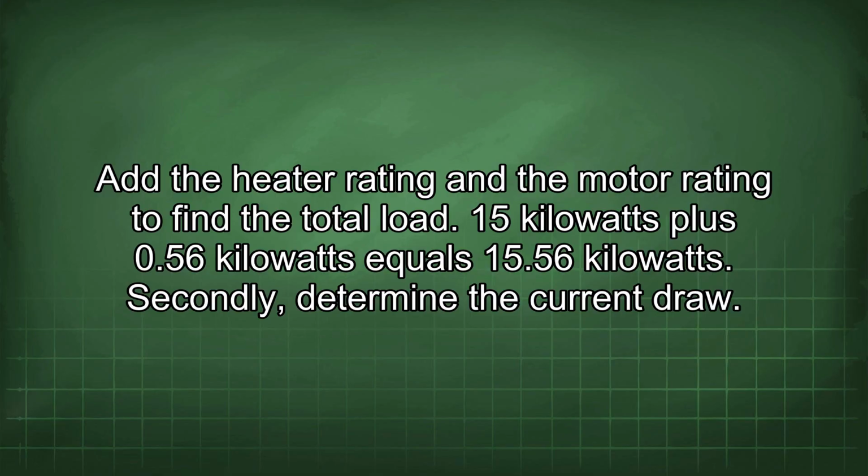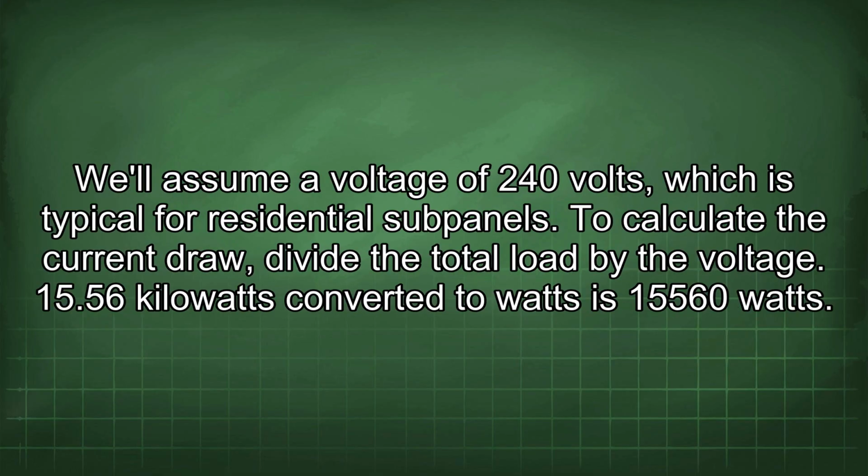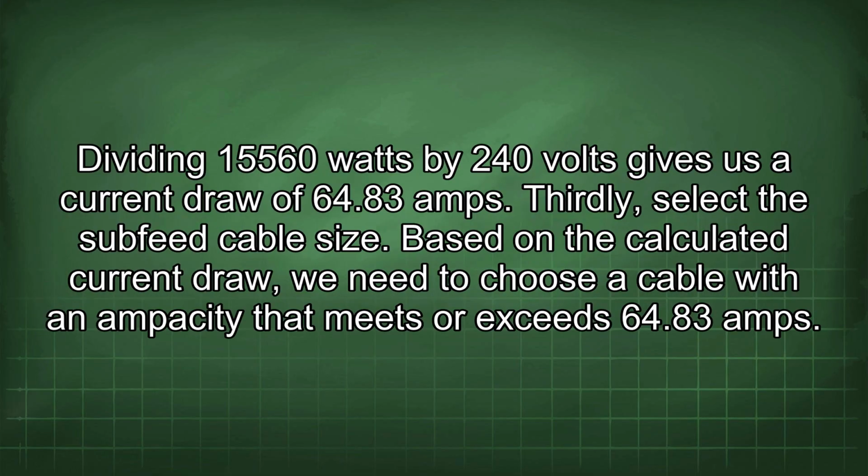Secondly, determine the current draw. We'll assume a voltage of 240 volts, which is typical for residential subpanels. To calculate the current draw, divide the total load by the voltage. 15.56 kilowatts converted to watts is 15,560 watts. Dividing 15,560 watts by 240 volts gives us a current draw of 64.83 amps.